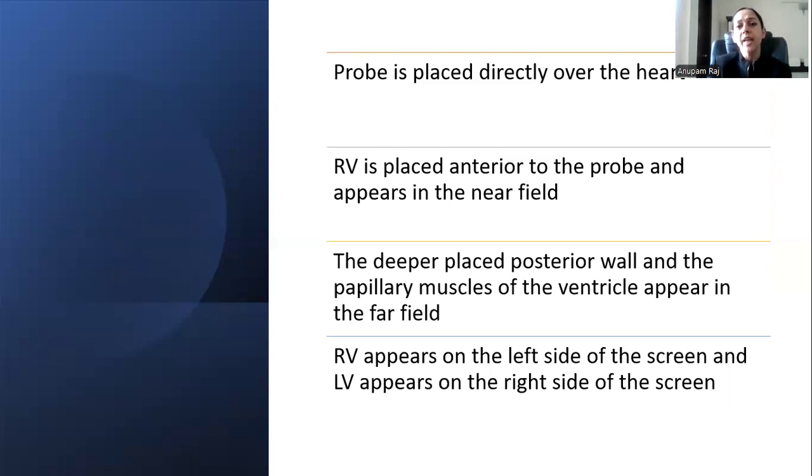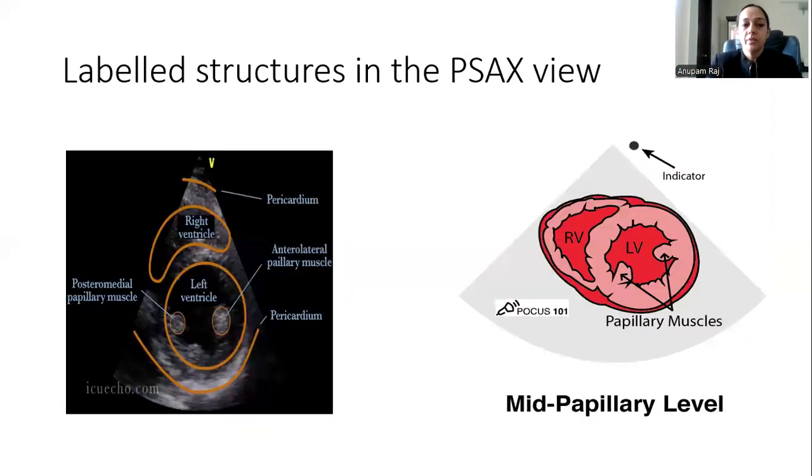Now, RV is placed anterior to the probe and appears on the near field, and the deeper placed posterior wall and papillary muscles of left ventricle appear in the far field. RV appears on the left side of the screen and LV appears on the right side of the screen. So the ideal structure is right ventricle on the top, LV at the bottom with two papillary muscles. The one on the right is the posteromedial papillary muscle and the one on the left is the anterolateral papillary muscle.